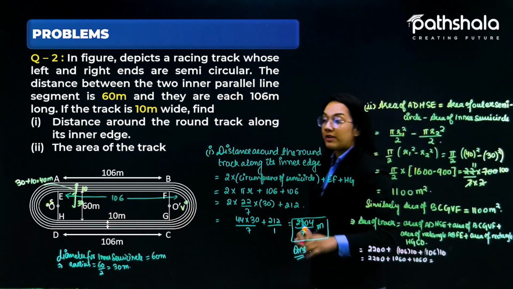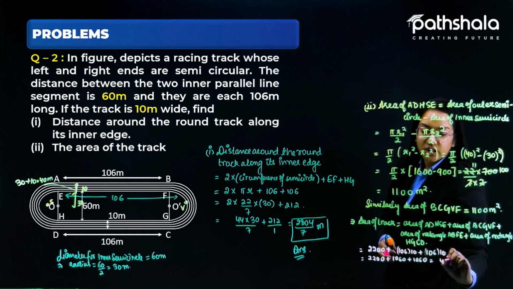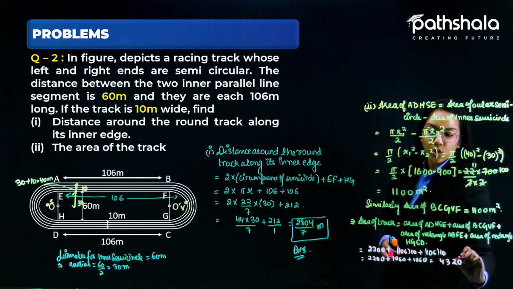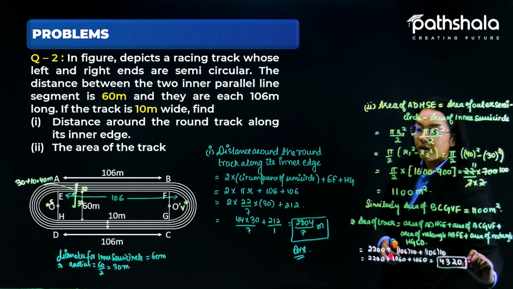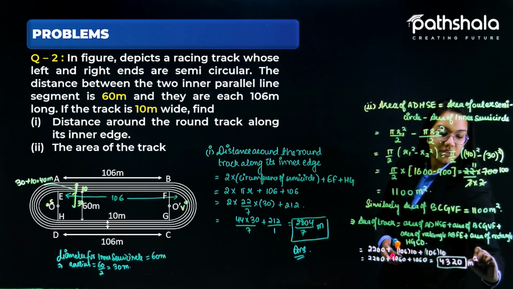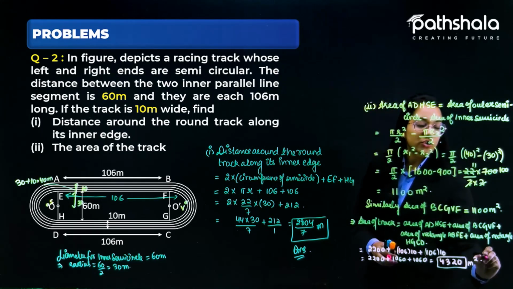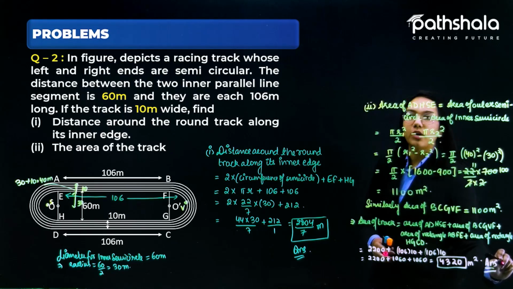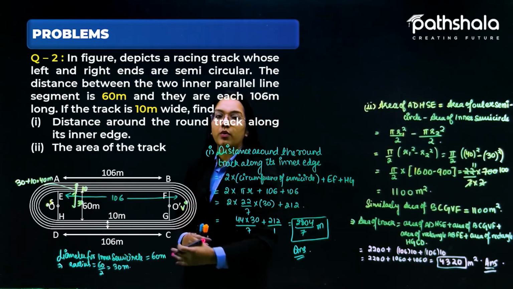So at the end, when we add all these values, we will get the answer as 4320 meters square, which is the area of the track. So at the end we are getting the answer as 4320 meters square, which is nothing but the answer for the second part of this particular question. So this is all about question number 2.